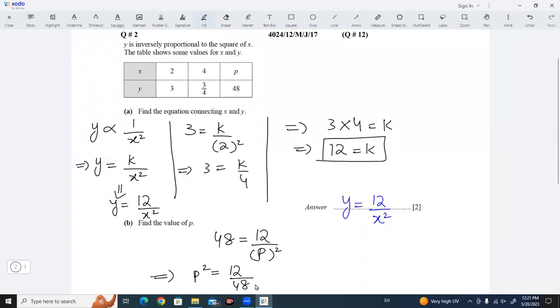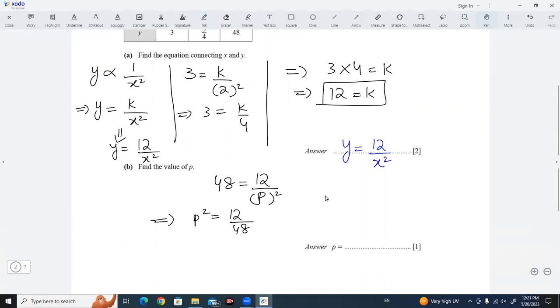So what's the highest common factor of 12 and 48? It is 12. So cancel the values. P squared equals 12 times 1 and 12 times 4. You can check in rough work. Okay, so 1 over 4. So now we have to take the square root, because the opposite of square is square root. So once taking the square root, the result is the numerator's square root, meaning the square root of 1 is 1.